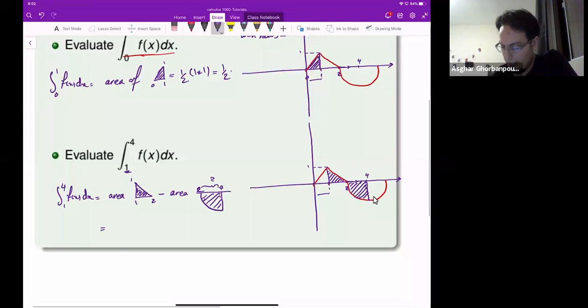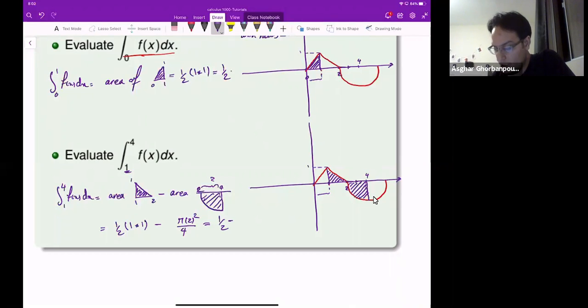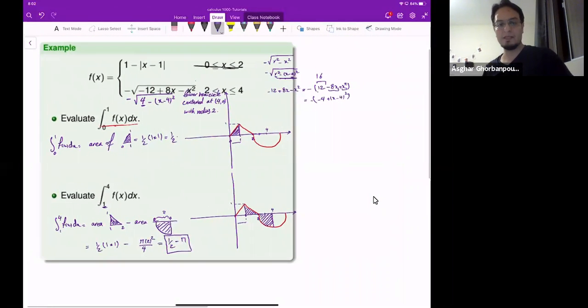Well, I know how to find the area of that. It's half of the height times base, where the base is 1, minus the area of the circle of radius 2, which is pi times 2 squared, but this is only a quarter of that, so divided by 4. So this way we have found that the integral of the function from 1 to 4 is 1 half minus pi. Note that I'm not using any integration tool. I'm not using the Riemann sum. I'm just using the relation between the definite integral and the area of the regions between the graph of the function and the x-axis.